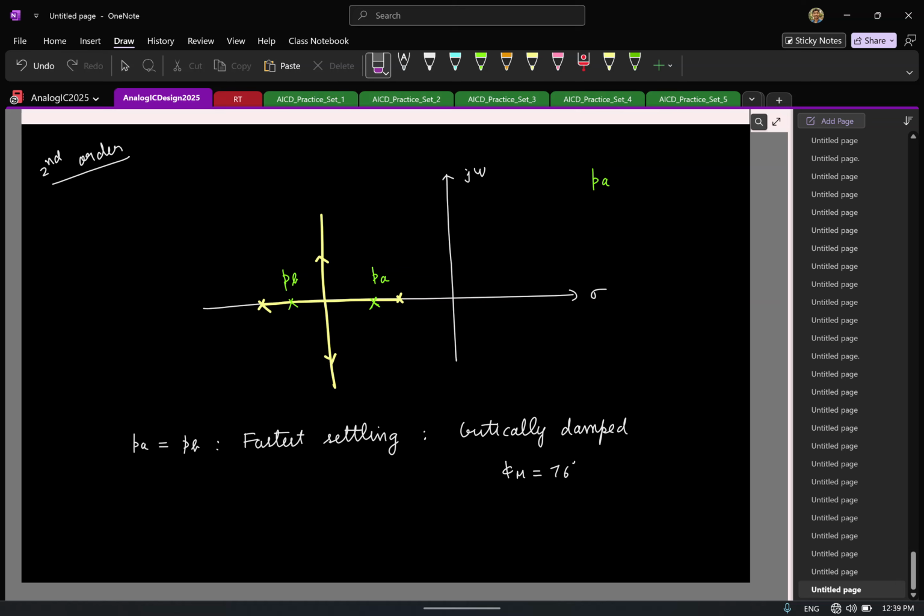So now tell me, if let us say I have my closed loop poles lying in the complex S plane like this, do you think my phase margin is greater than 76 or less than 76? Why? The claim is this corresponds to a phase margin less than 76 degrees. What was the reason?